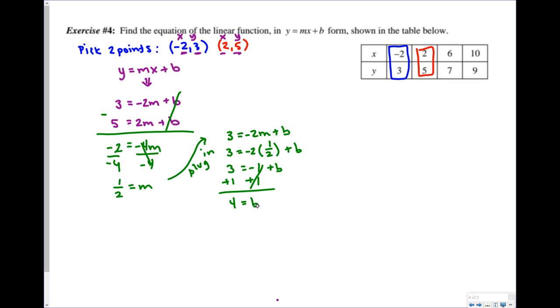Now that you know m and b, the equation should be pretty simple. Your equation is going to be y equals 1/2 x plus 4. Okay, so with a table or points, you can use the elimination method to help you find an equation of a line.